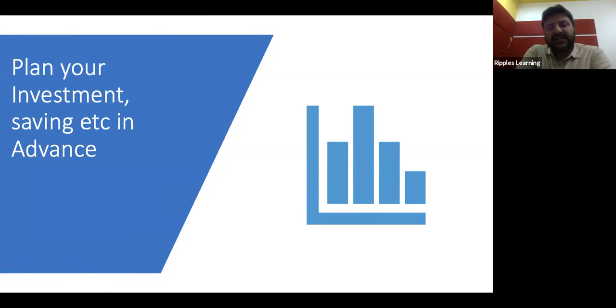PF interest rate is mandatory. Yes, you have to. So in PF, there are three contributors. One is the employer, one is the employee, and the third is the PF department, which gives interest on it based on the interest rate. So yes, that is mandatory.